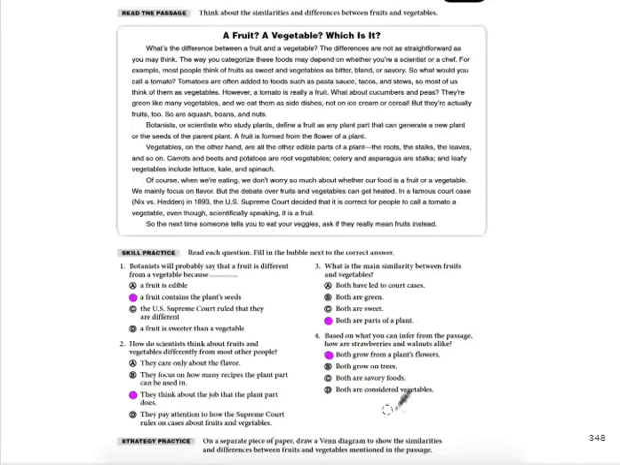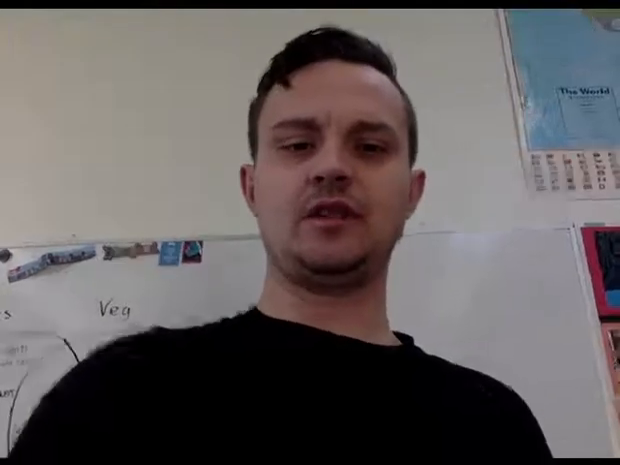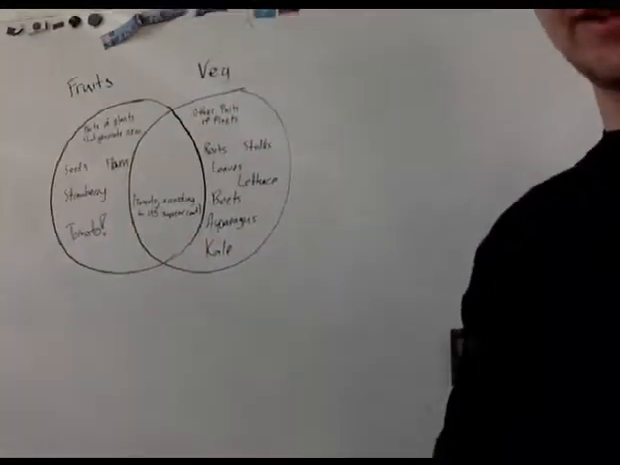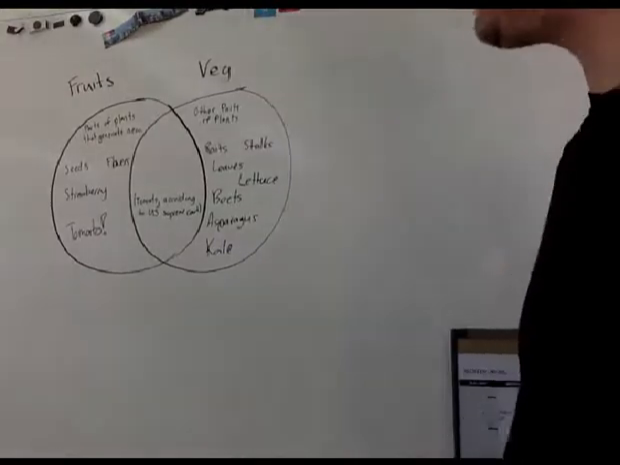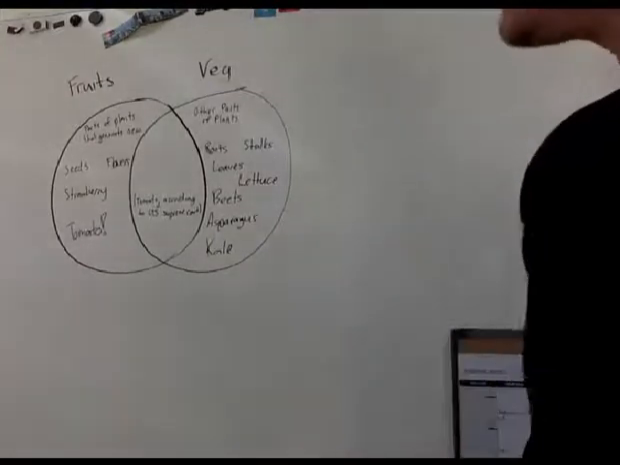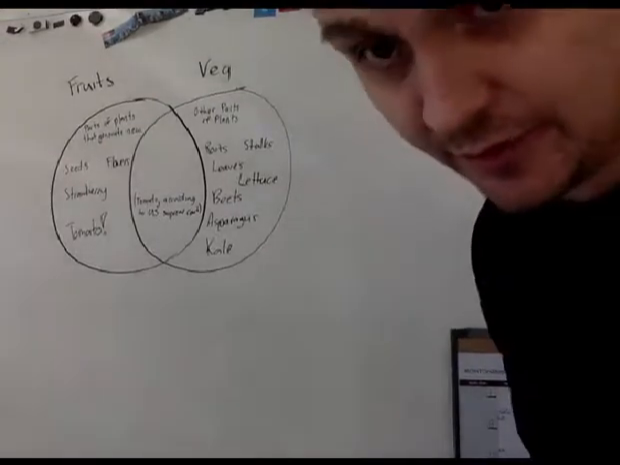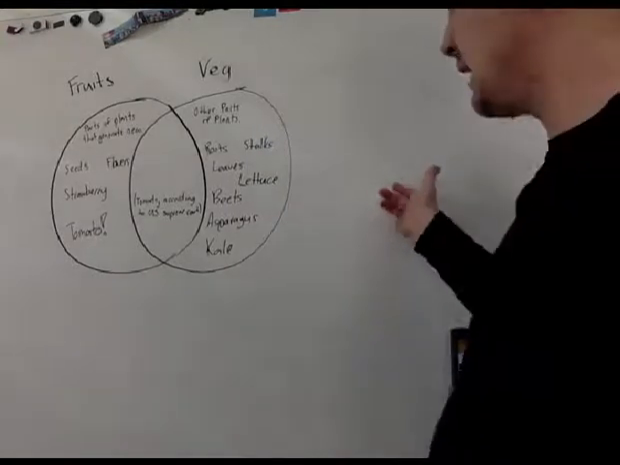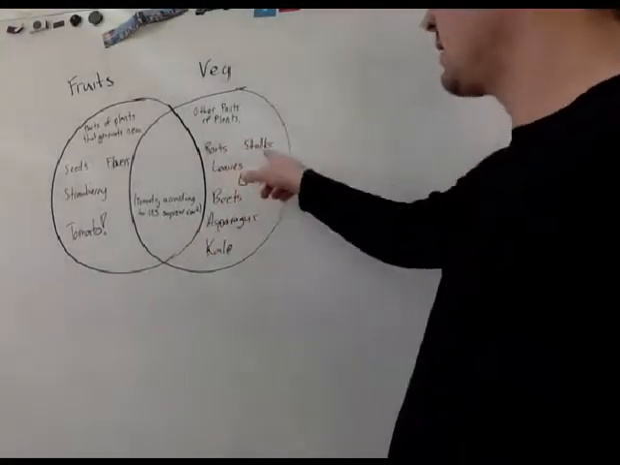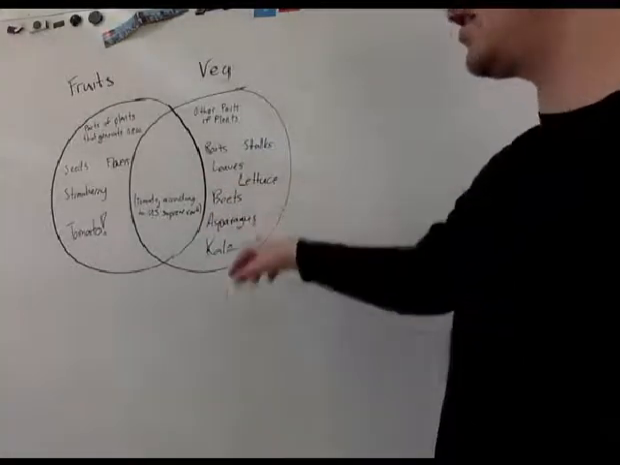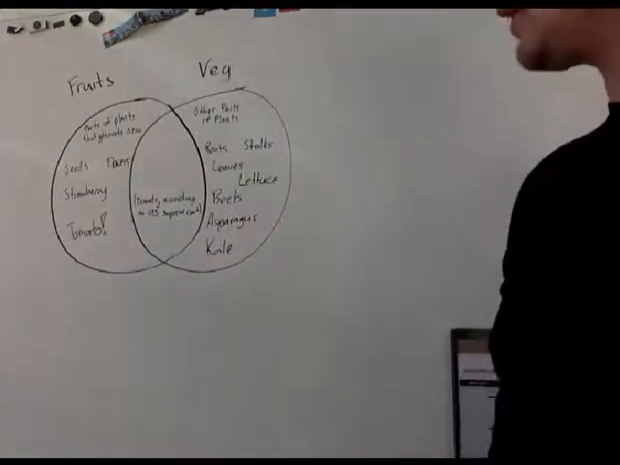Your strategy practice asked you to draw a Venn diagram to show the similarities and differences between fruits and vegetables. So here's an example of what your Venn diagram could look like. Fruits on one side, vegetables on the other side. On fruits, I have that they're parts of the plants that generate new plants: seeds, flowers. Strawberries are an example of a fruit, and I put tomato on the fruit side. On my vegetable side, it's other parts of plants like roots, stalks, and leaves. Lettuce, beets, asparagus, and kale are examples of vegetables.